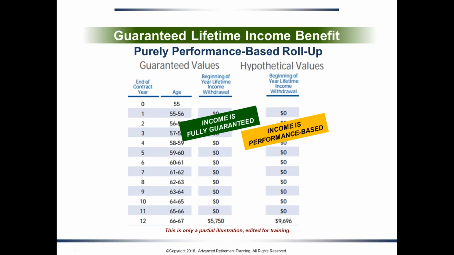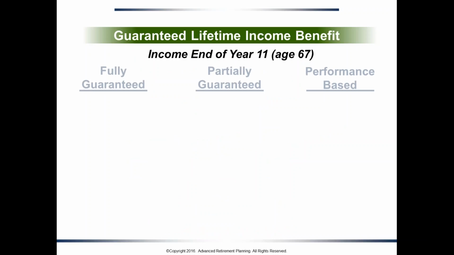Because pretty much all of these purely performance-based GLIBs will keep going up over time. In other words, what they're saying here is at age 67 it could be 9,696 based upon history, but once that thing starts, it's going to go up every year based upon interest crediting. So there's all these different versions of this, okay?